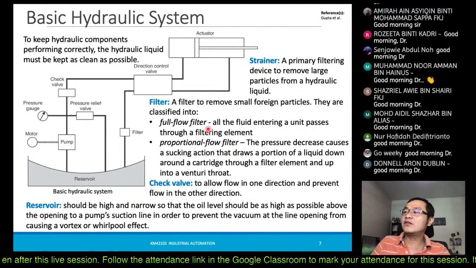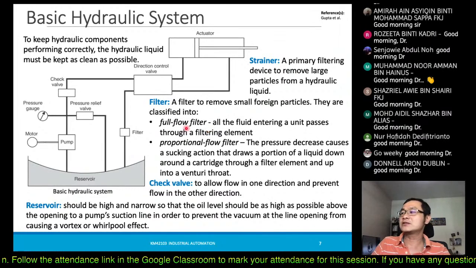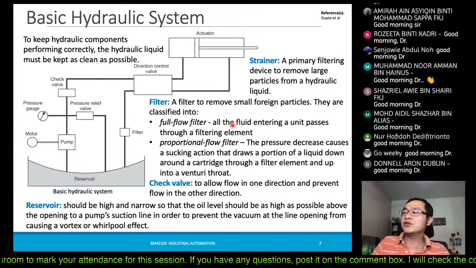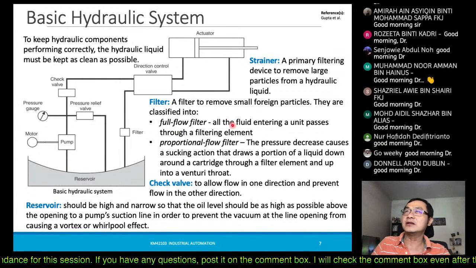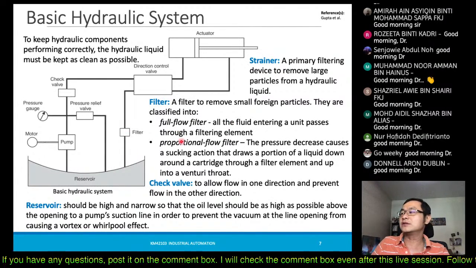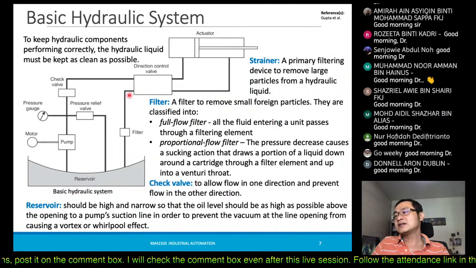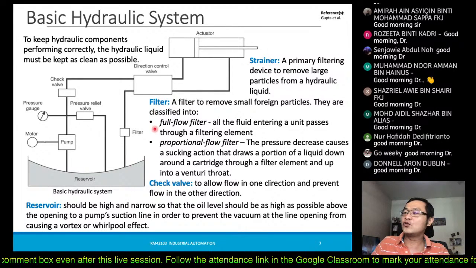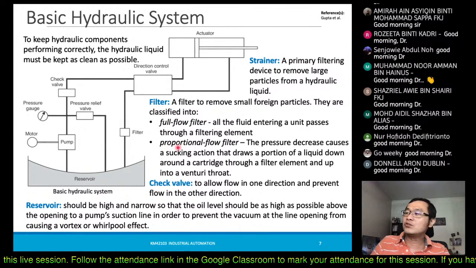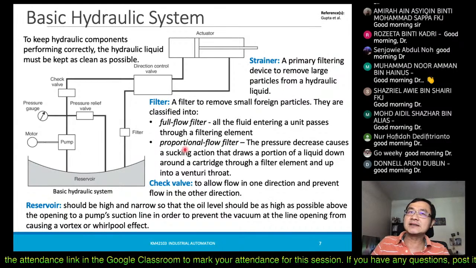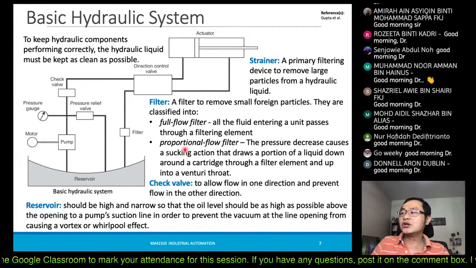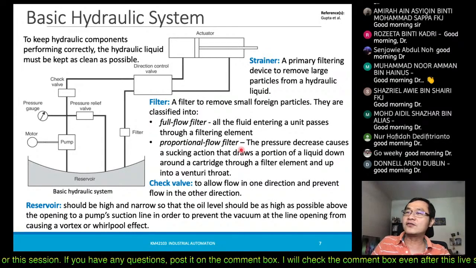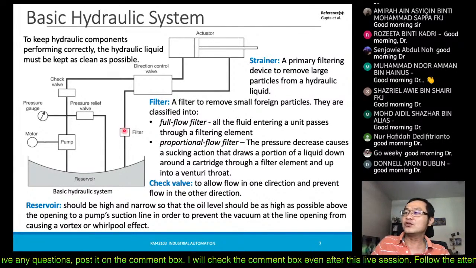So there are two ways of filtering. One is to use a full flow filter, where we will filter 100% of the fluids passing through the filters. So whatever comes, it will go through that 100% of the filter. We call it a full flow filter. Another one we call a proportional flow filter, where we only extract a certain portion of the flow to filter it out.